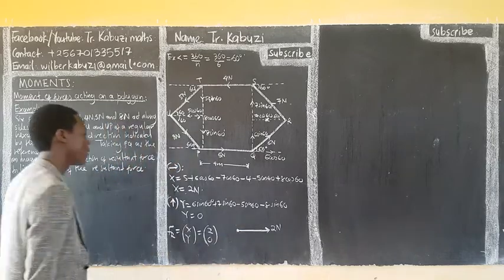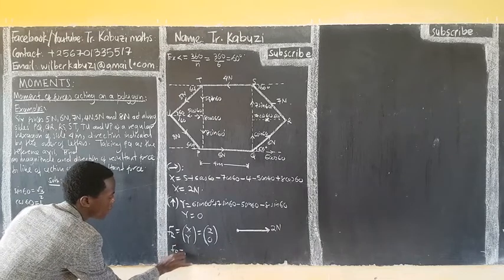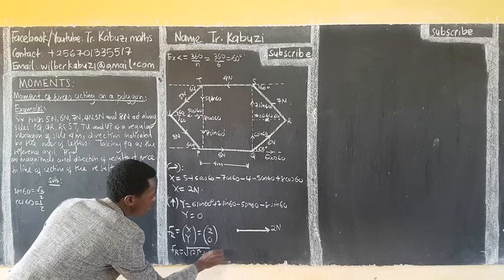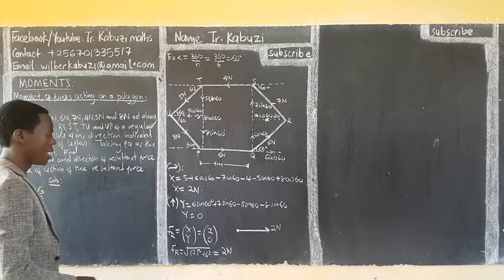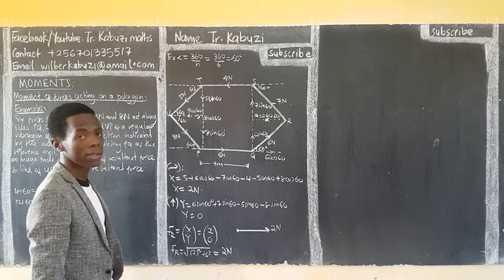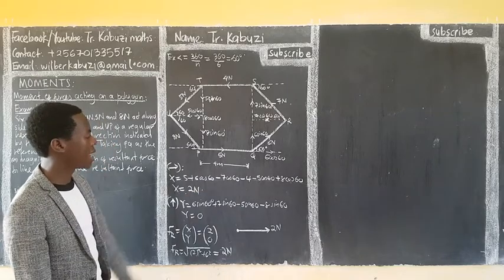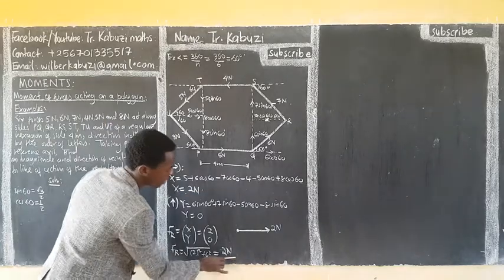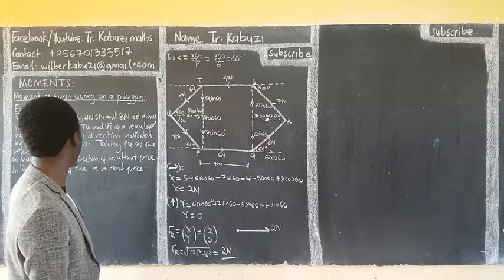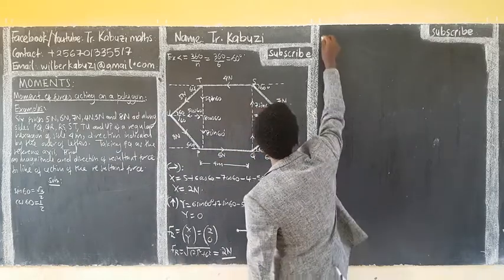So our resultant is going to be the square root of 2 squared plus 0 squared. This will be 2 newtons. Then the angle, remember we get this over this, which is going to be 0. So it's just horizontal, acting in the line of PQ. So that's how we get the magnitude and the direction.